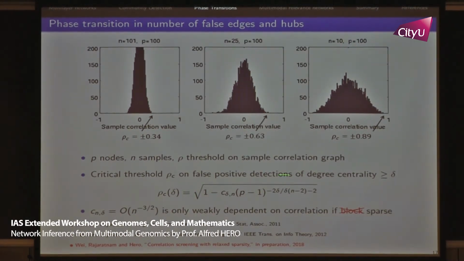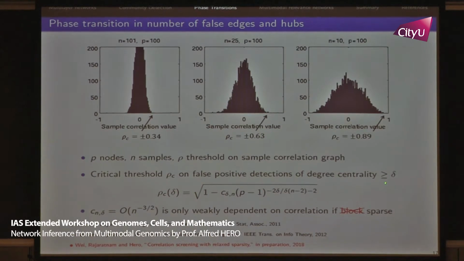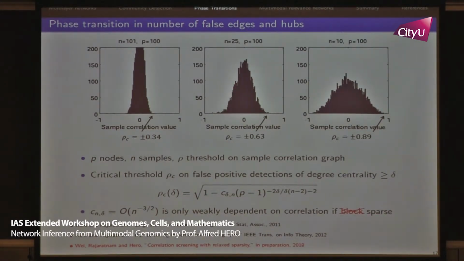And so what we're able to do is to derive a mathematical equation that describes exactly where this threshold occurs as a function of n and p, and this threshold is on the number of false positive detections of nodes of degree greater than or equal to delta, right? So if delta is equal to 1, then you're looking at these kinds of findings. And the examples are here.